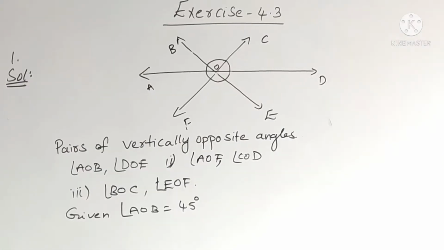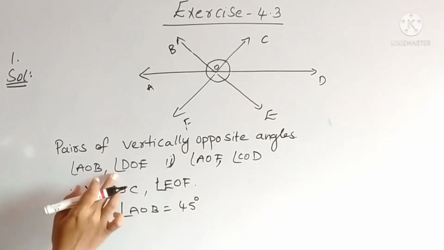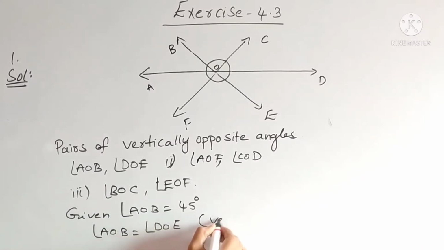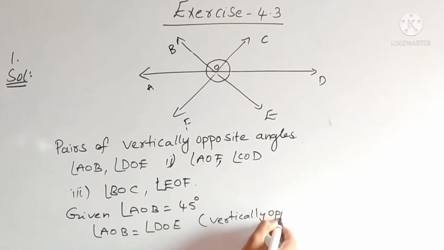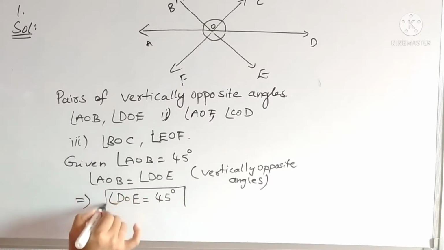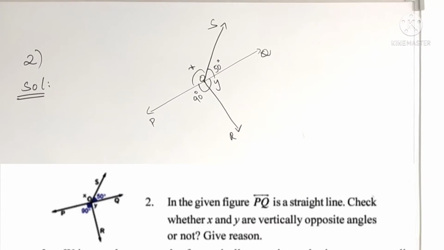That's it. Problem, they are giving angle AOB as 45 degrees. So angle AOB, and we want to find out angle DOE. So angle AOB equals angle DOE. Why? These two are vertically opposite angles. Vertically opposite angles are equal. So they both are equal. So finally, angle DOE also 45 degrees.